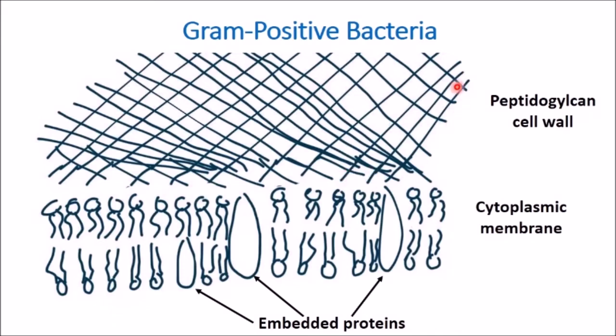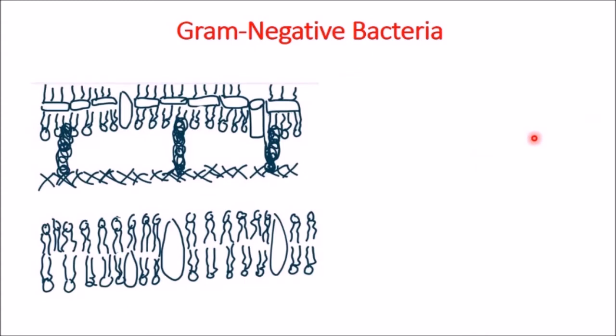Okay, that's gram-positive bacteria. Again, embedded protein, cytoplasmic membrane, and peptidoglycan cell wall. Again, every cell has a cytoplasmic membrane. So every cell we talk about is going to have the cytoplasm and the cytoplasmic membrane, a phospholipid bilayer. Now let's move on to gram-negative bacteria.